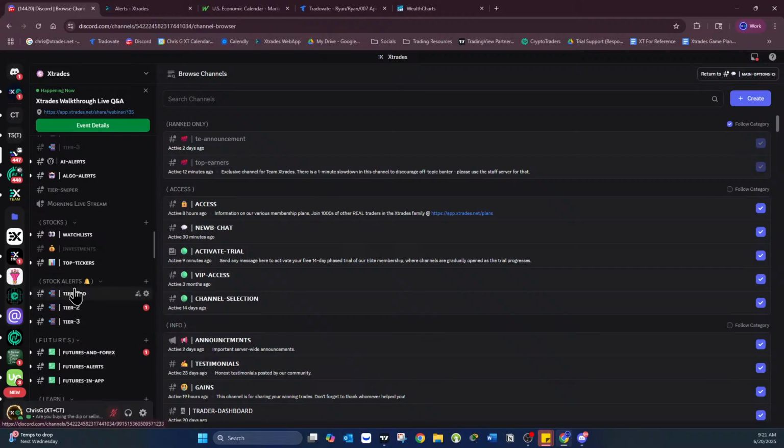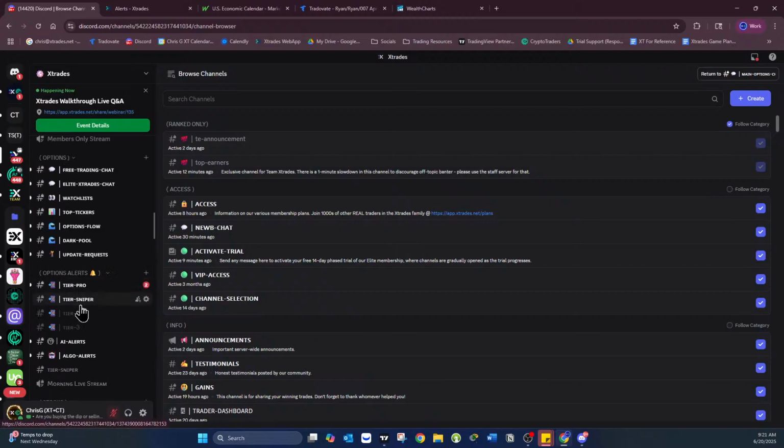Basically, we have the same categories for both stock alerts and options alerts. Tier pro are the top traders on the server, top analysts on the server. They've been around for a long time. They've been vetted by the community, not only for their winning trades, but also for helping others within the community, giving analysis, giving insight, putting out watch lists, things like that. Right?